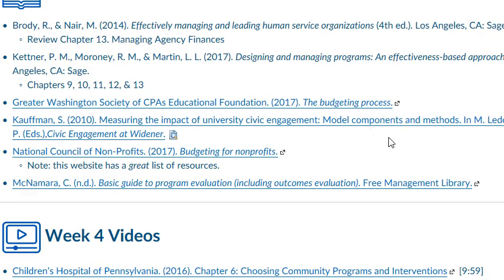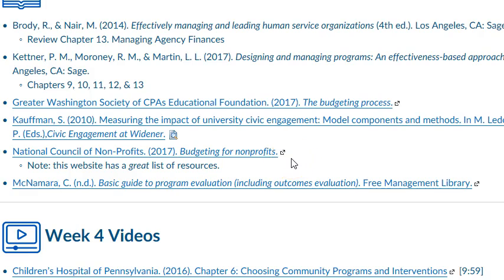Dr. Kaufman's chapter on measuring the impact of university civic engagement talks both about the effort of the Center for Social Work Education at Widener on this area of civic engagement, speaks to the importance of developing your evaluation plan before you begin the program, and also ensuring that everybody is on the same page for what is civic engagement. Sometimes it's referred to service learning, sometimes referred to volunteerism. So what is the definition of civic engagement?